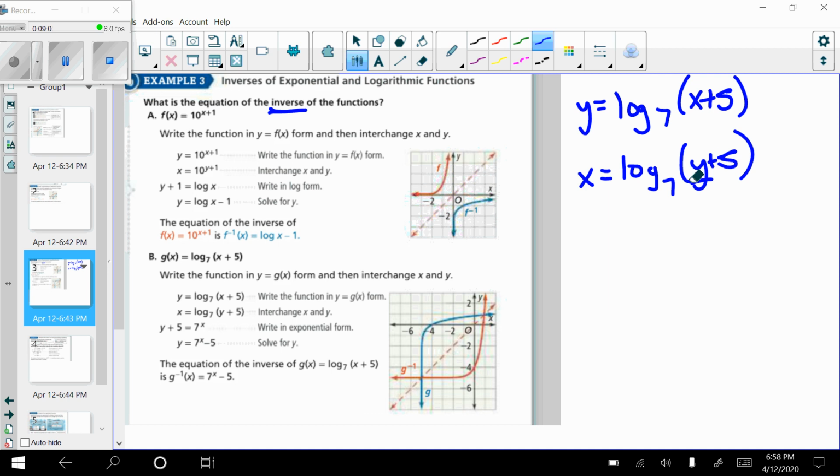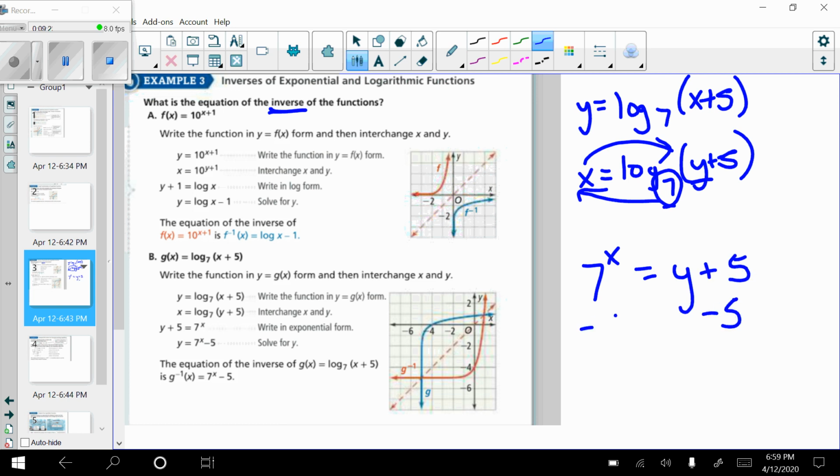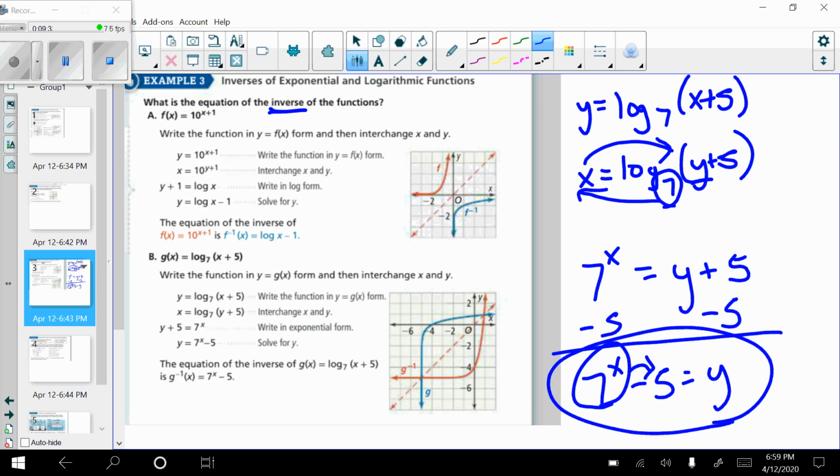So what I'm going to do is quickly change this from log form, which I don't like currently. Sometimes you like it, sometimes you don't. I'm going to change it to exponential form, and that makes it 7 to the x power equals y plus 5. That allows me to get y by itself. Now all I have to do is subtract the 5, and I get 7 to the x minus 5 equals y. And remember, order of operations: you do 7 to the whatever power, and then subtract the 5. And there's my equation.